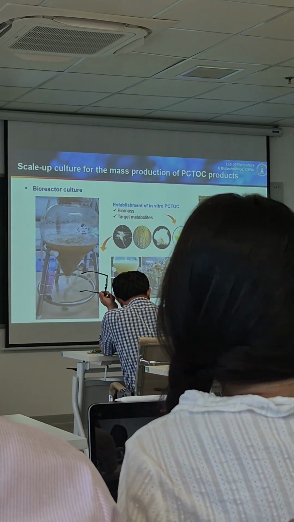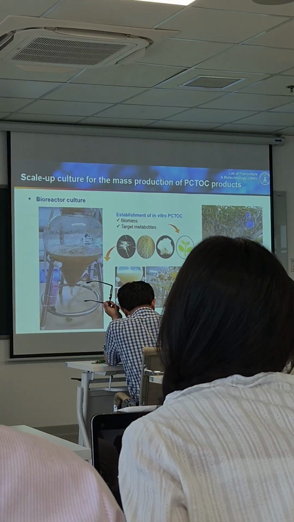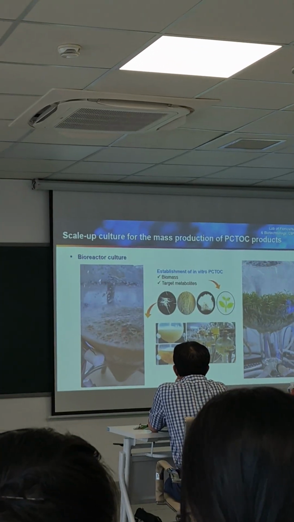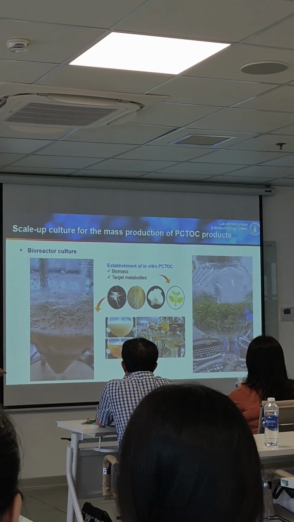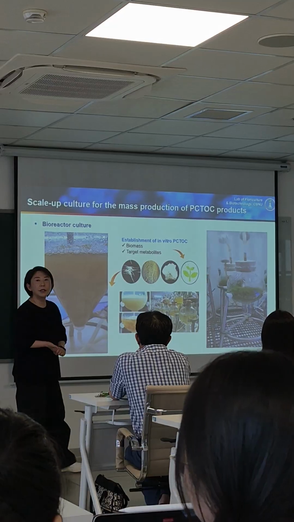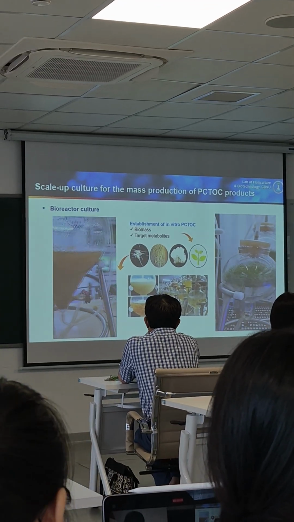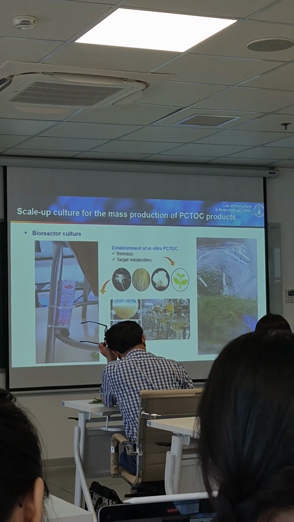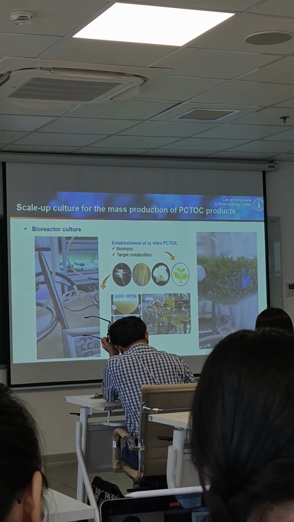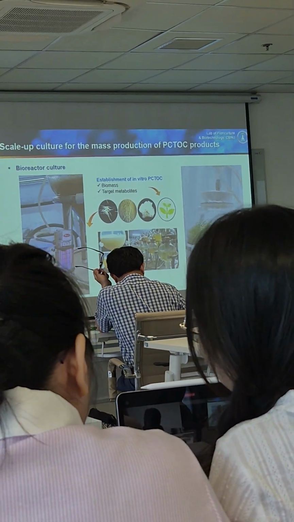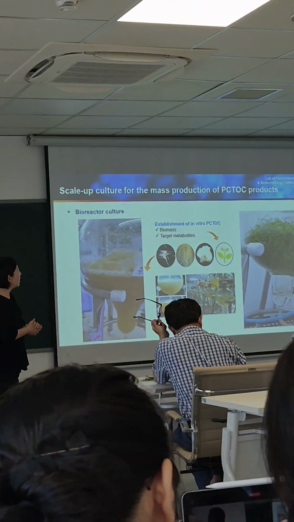So this one is the bioreactor cell culture, and that one is the plant culture in the bioreactor. Depending on the target metabolite, we could choose what kind of system we are going to use. So this is a small scale bioreactor.